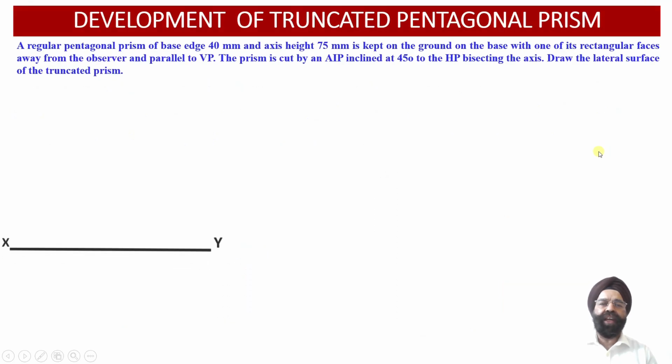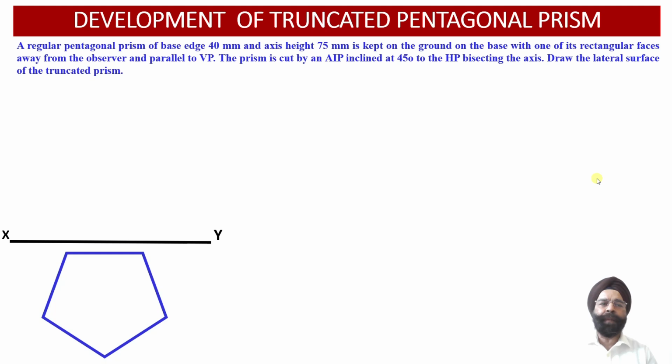So let us now evaluate the orthographic top view and the front view projections corresponding to this pentagonal prism. As the observer looks at this pentagonal prism from the top, we obtain the pentagonal projection onto the horizontal plane, into the top view projections. Here we can check that the edge of this pentagonal prism is 40 mm. So with base edge 40 mm, we have obtained the pentagonal construction onto the horizontal plane.